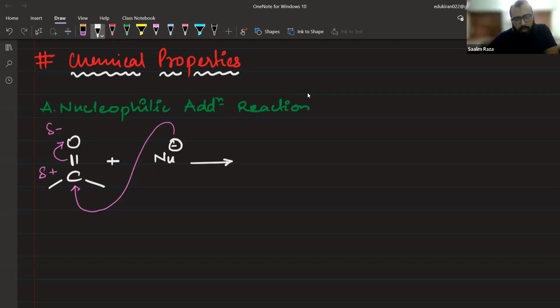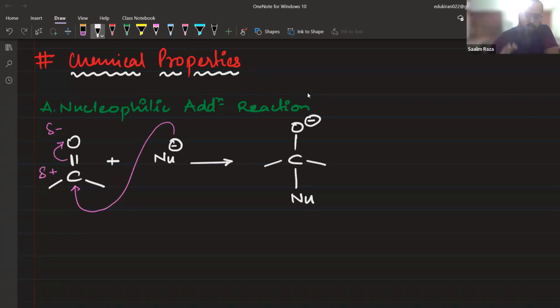Now what is going to happen? The carbon will be here. The 2 bonds which were already present will also be there as they are. The oxygen is receiving an electron, so it will be negative, and here we will be attaching the nucleophile. Is this clear? Yes or no? Please tell me up to here.